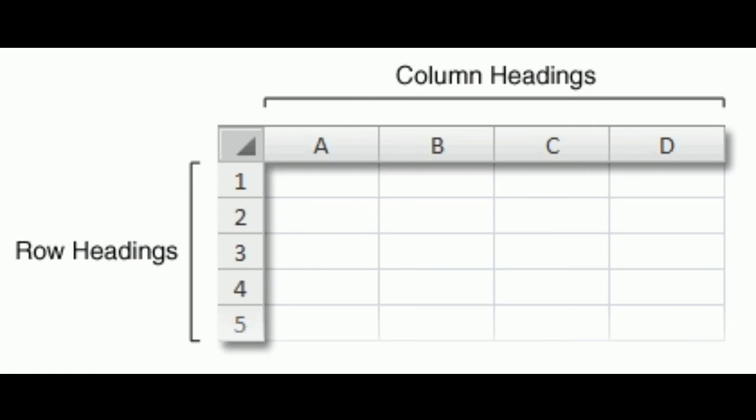Once again, row heading means each row is identified by numbers like 1, 2, 3, 4, etc. And column heading means each column is identified by a letter, like A, B, C, D, etc.